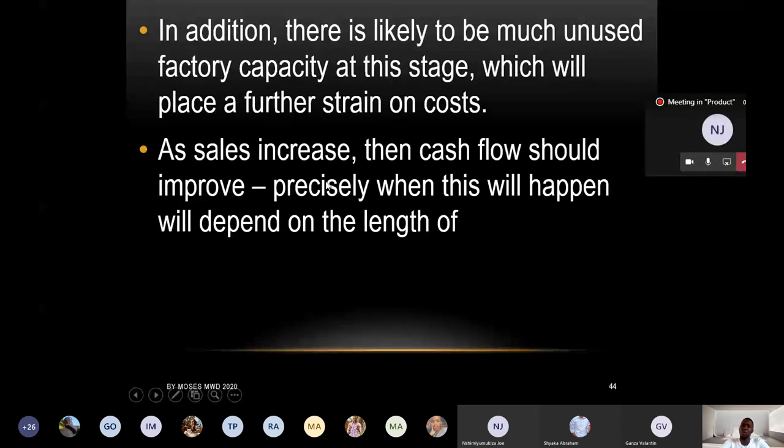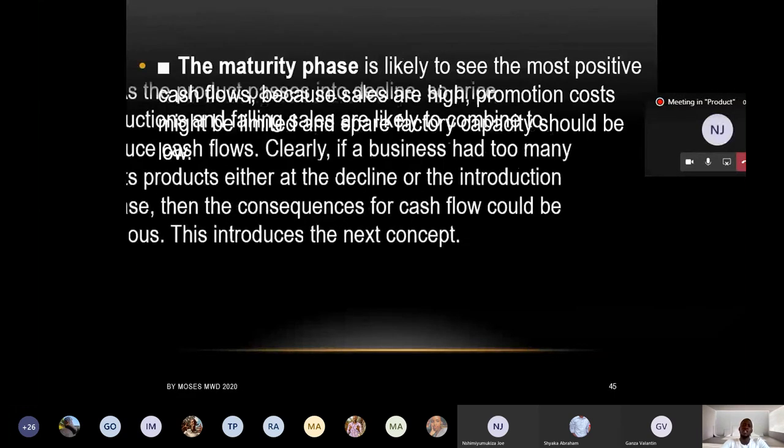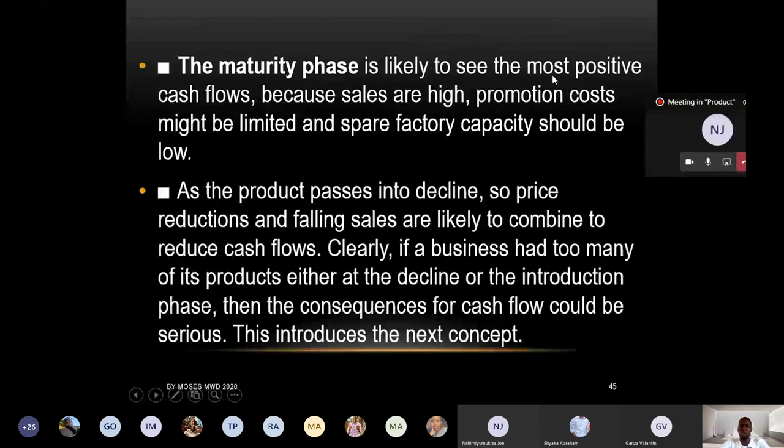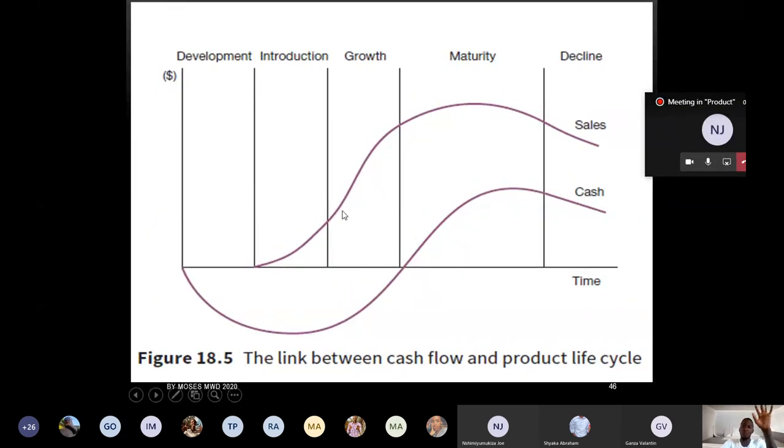That's what I'm trying to tell you. Now you're going to start getting some cash. Precisely when this will happen will depend on the length of consumers' credit being offered. At the maturity stage, it's likely to see the most positive cash flows, because sales are very high and promotion costs might be lower. So this curve tries to tell us, in summary, the relationship between sales and costs. When sales are high, costs are lower, and you feel like you're earning a lot.